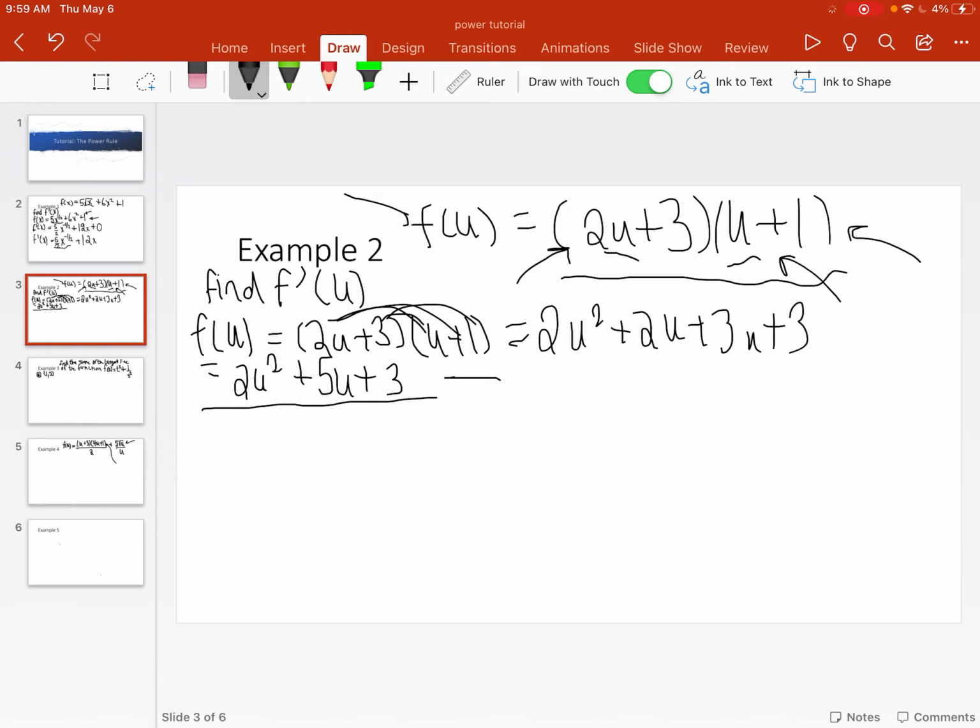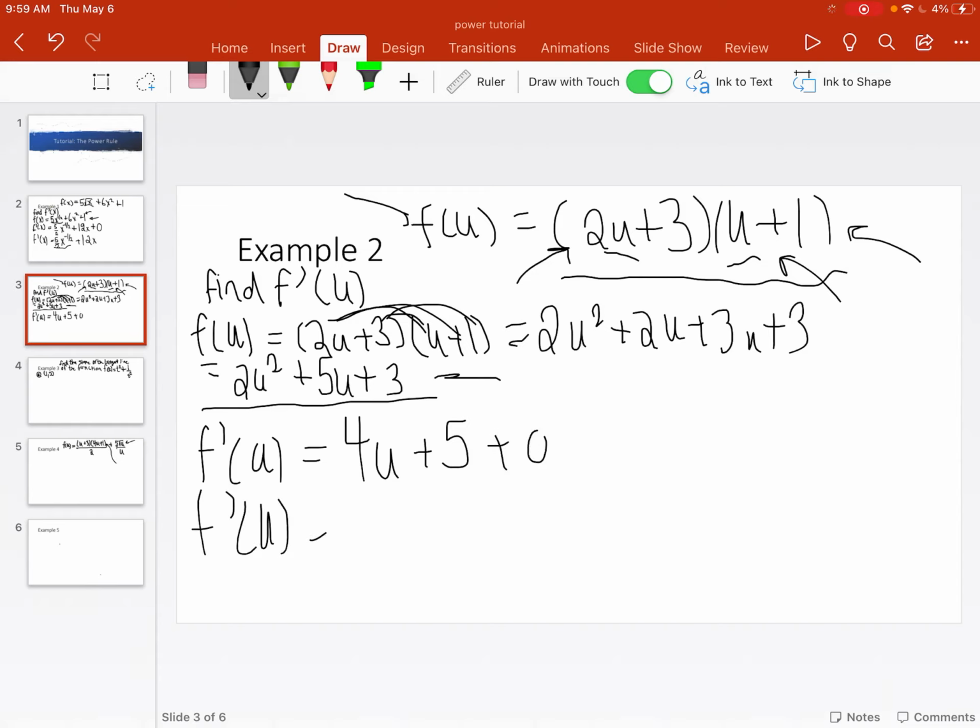So now that we've gotten into that form, it's quite easy to take the derivative. Let's take the derivative with respect to u. That's 4u plus 5, and then the derivative of a constant is just 0, so plus 0. So f prime of u is just 4u plus 5. It's good not to make that mistake I showed you guys earlier. That would be completely wrong. So beware of that. And so let's move on to our next example.